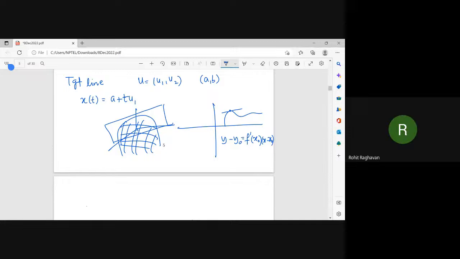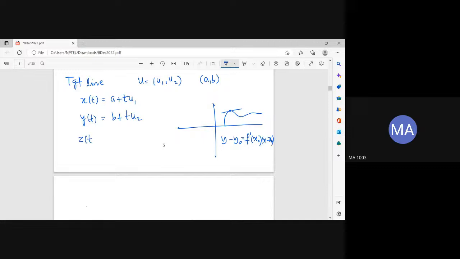Fine. So the equation of the tangent line is x of t equals a plus t u1, y of t equals b plus t u2. And what is z of t going to be equal to? The value of the function, because z of t means you are looking at the surface. So it's going to be f of (a, b) plus t times f_u of (a, b), the directional derivative along the given direction u at the point (a, b). So this is the tangent line.